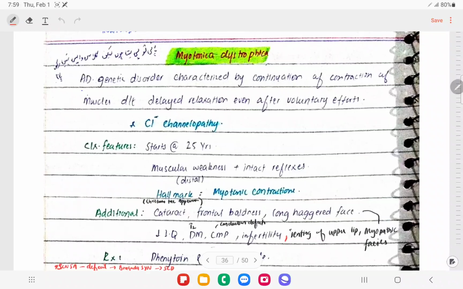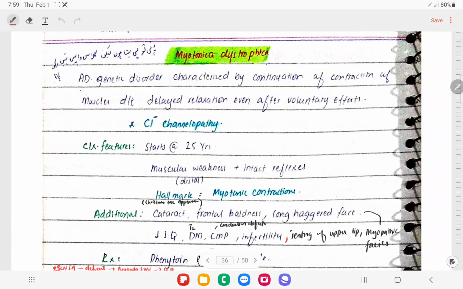So what happens in this condition, this is basically an autosomal dominant genetic disorder, right? It is characterized by continuous contraction of the muscles due to delayed relaxation, even after voluntary efforts. These patients usually say, "I can drink the water, but I cannot put back the glass," right? Because of sustained muscular contraction they keep holding the glass, right?